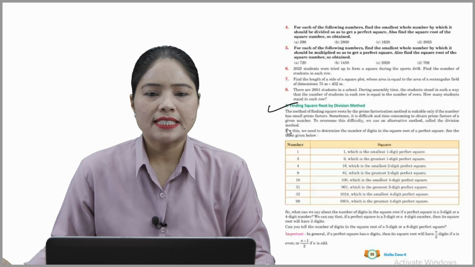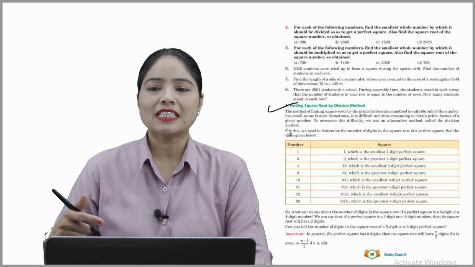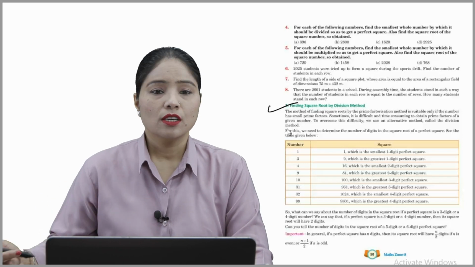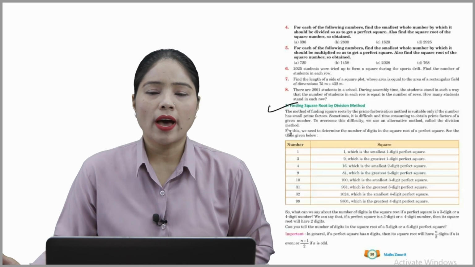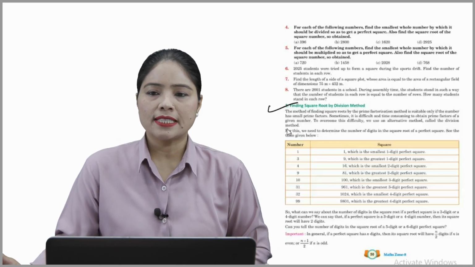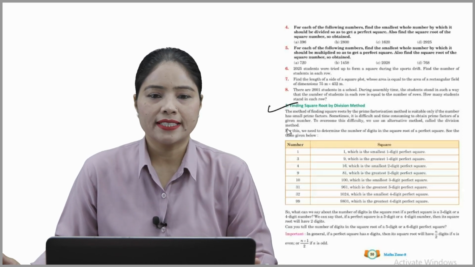So what can we say about the number of digits in the square root if a perfect square is a 3-digit or a 4-digit number? We can say that if a perfect square is a 3-digit or 4-digit number, then its square root will have 2 digits.